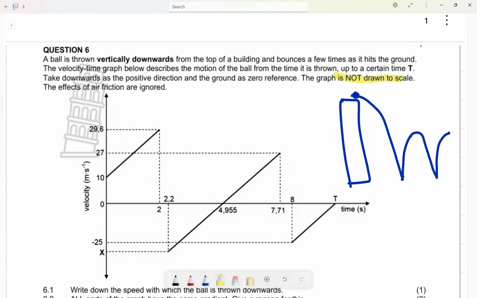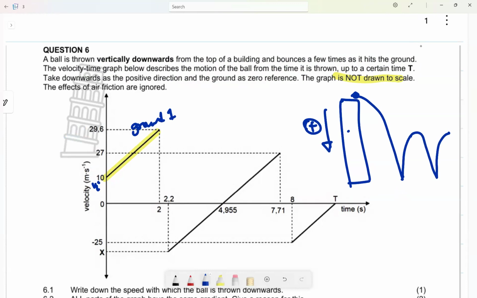So now here, what is happening? If you are taking down as positive, remember the velocity increases as you go down, right? We chose downwards as positive and it is going down, so it increases from here. This is the initial velocity that it was thrown downwards with. Then it reaches the ground with a velocity. This is the ground for the first time.